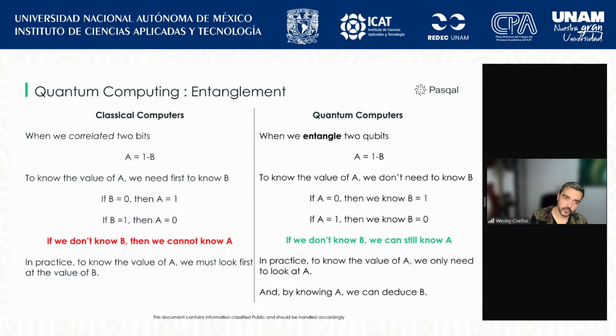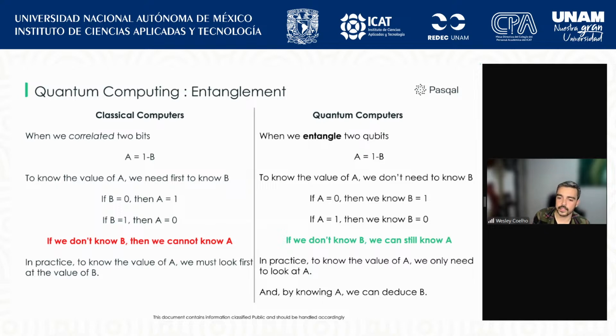So let's say on classical computers, you have a variable a that is a binary variable, so it can hold 0 or 1. And then you say that a will be 1 minus b. So to know the value of a, you have to know first the value of the variable b. If b is equal to 0, when you apply the equation, then a will hold 1. And the other way around, if b is 1, then a will be 0. But we cannot know the value of a without knowing the value of b.